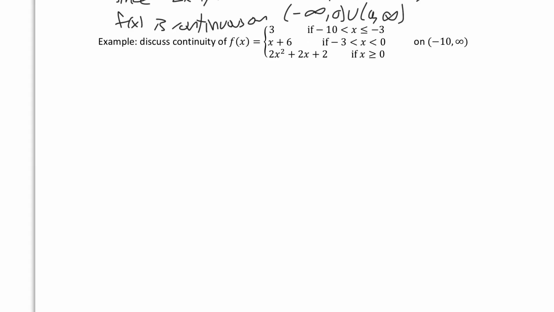So let's go ahead and look at another example here. Again, we have a function that's defined in 3 pieces. We've got 3, we've got x plus 6, and we've got 2x squared plus 2x plus 2. In this portion, it's between negative 10 and negative 3. Here, negative 3 and 0, and here, greater than or equal to 0. So we're going to discuss the continuity on negative 10 to infinity. Now again, because these are polynomials, they're clearly going to be continuous on their domains, but the issue is going to be at negative 3 and potentially at 0, because that's where we hand off from one function to the other. So let's go ahead and check x equal to negative 3.